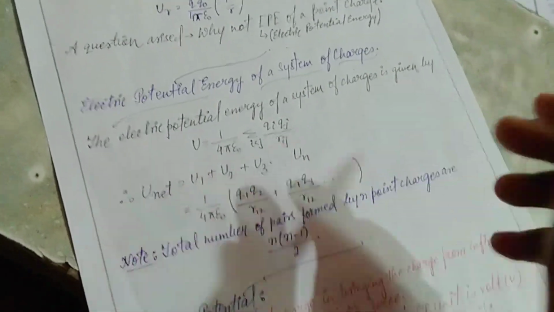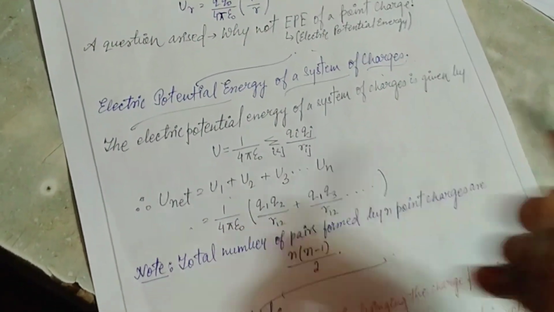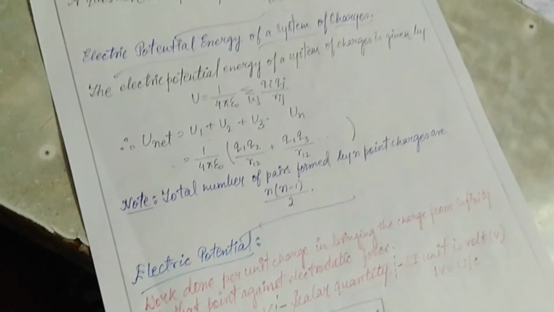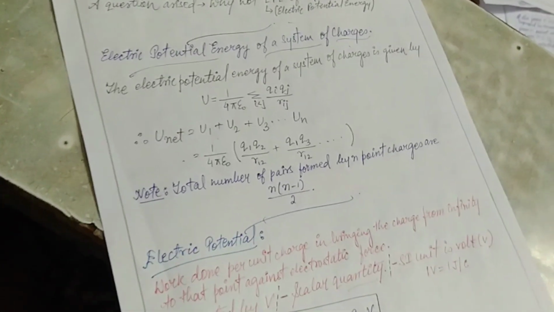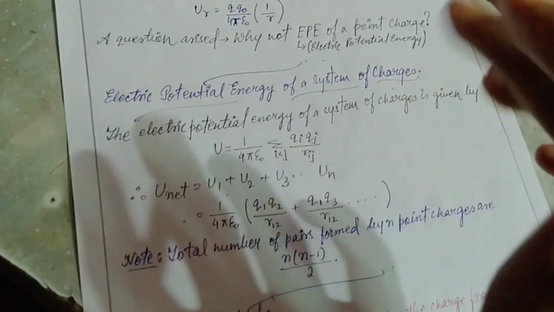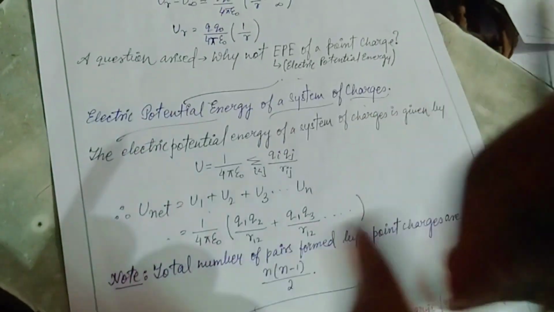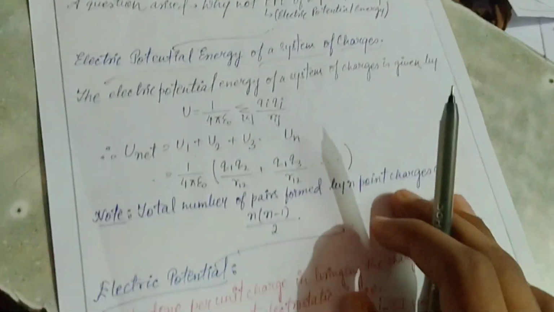Electric potential energy of the system of charges: in the system of charges, we simply add up. U net is equal to U1 plus U2 plus U3, so we completely add up. You can see the formula here. So in the system of charges, we add up all the internal electric potential energies of all the charges, and we make it a system of charge, the net.